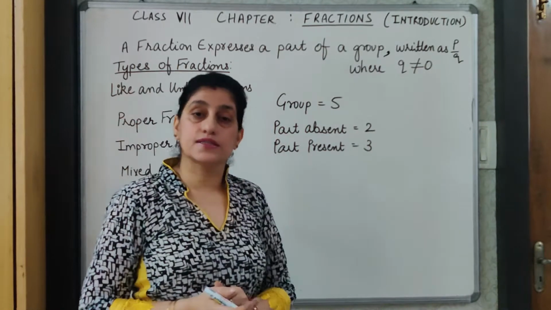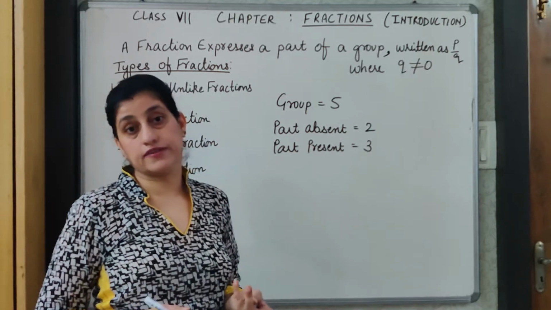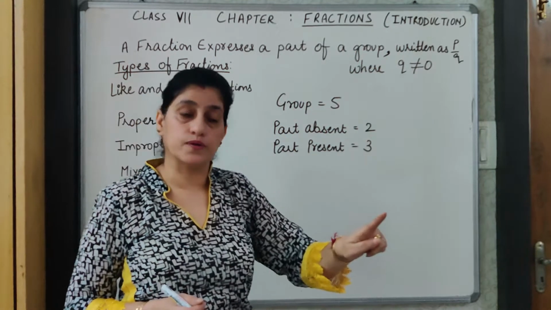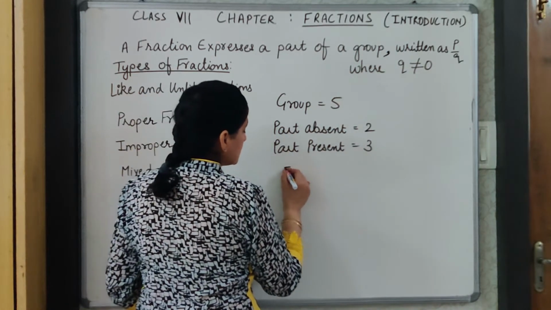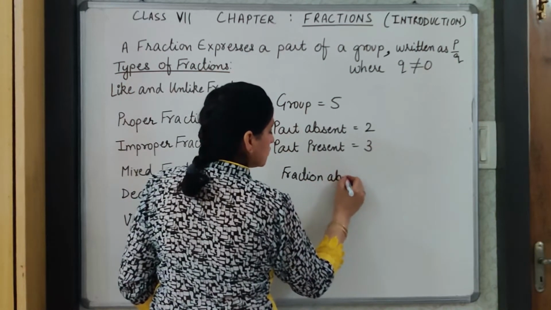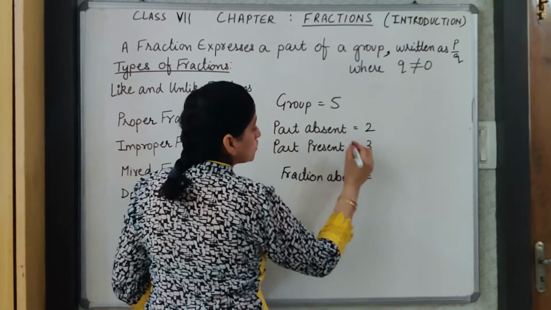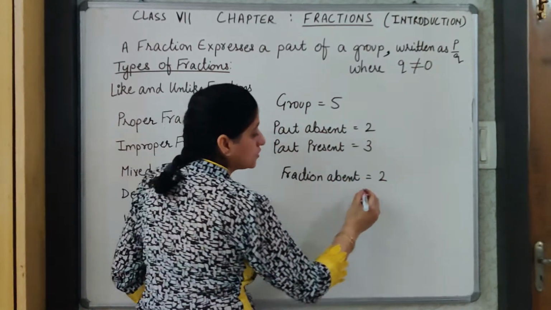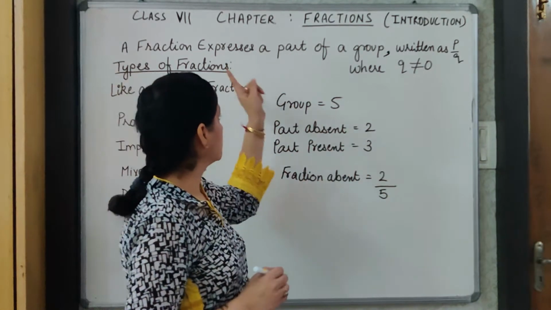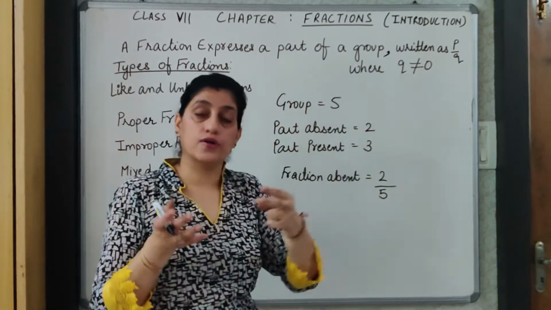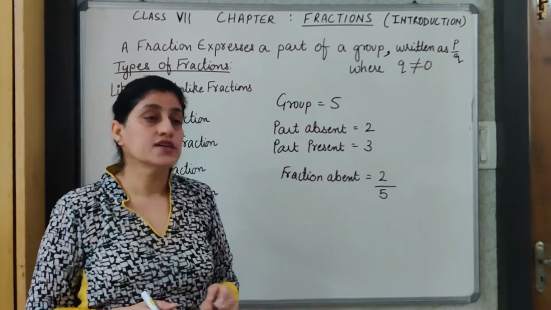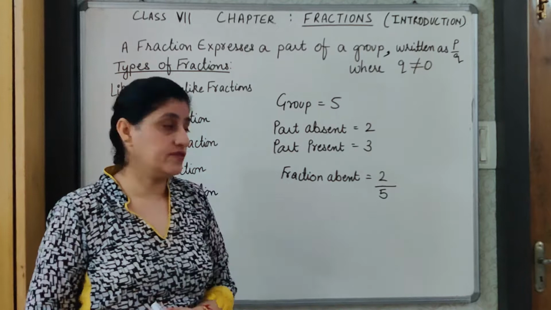This is very easy to understand, but when we come to fractions we get confused. Now I am saying a fraction expresses a part of a group. So if I ask the fraction of your friends who are absent, so the part which is absent of the whole group. Now it is asked for absent. So fraction absent will be 2 out of 5, written as 2 upon 5.